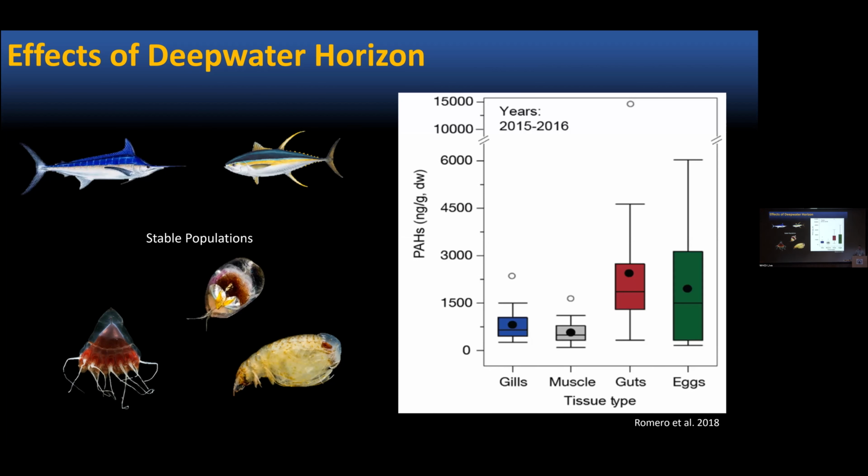However, as you heard yesterday, we have seen a persistent decline in these populations. And we think this likely has to do with elevated levels of hydrocarbons in the stomachs and eggs of a lot of the mesopelagic fishes, crustaceans, and cephalopods, as this figure is showing for 2015 to 2016, and we've continued on with this analysis.